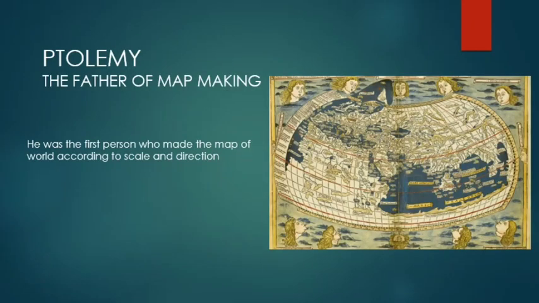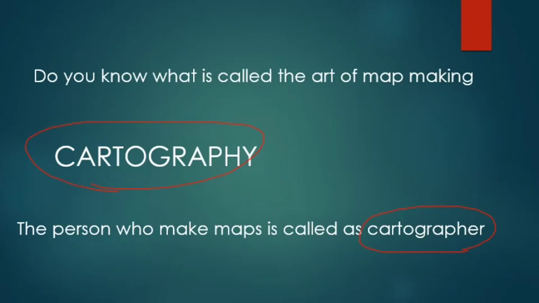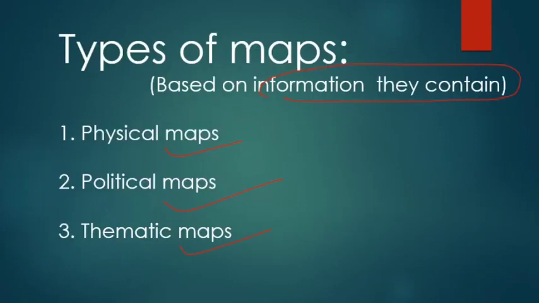Ptolemy was the first person who made the map of the world according to scale and direction. He belongs to Egypt. He is an Egyptian. He is known as the father of map making. Do you know what the art of map making is called, children? Yes, it is called cartography. The person who makes maps is called a cartographer. Cartography is an art and science one can pursue as a profession.